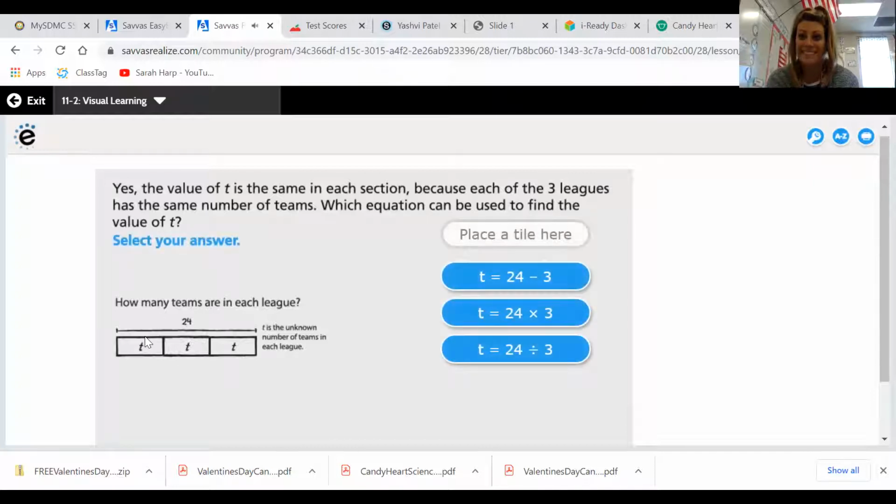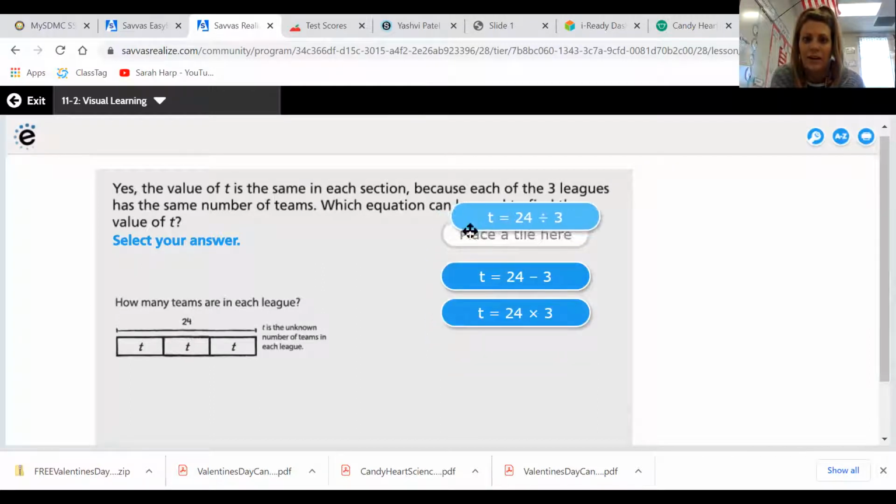Okay. Select your answer. So if we're starting with 24 and we're splitting that 24 into 3 equal groups, would we do 24 minus 3, 24 times 3, or 24 divided by 3? What do you think? Right. If we're starting with 24 and we're splitting it into 3 equal groups, we would be dividing. And I kept hearing that keyword too, divide. I'm sorry, I can't drag it in. All right, let's see if we're right.